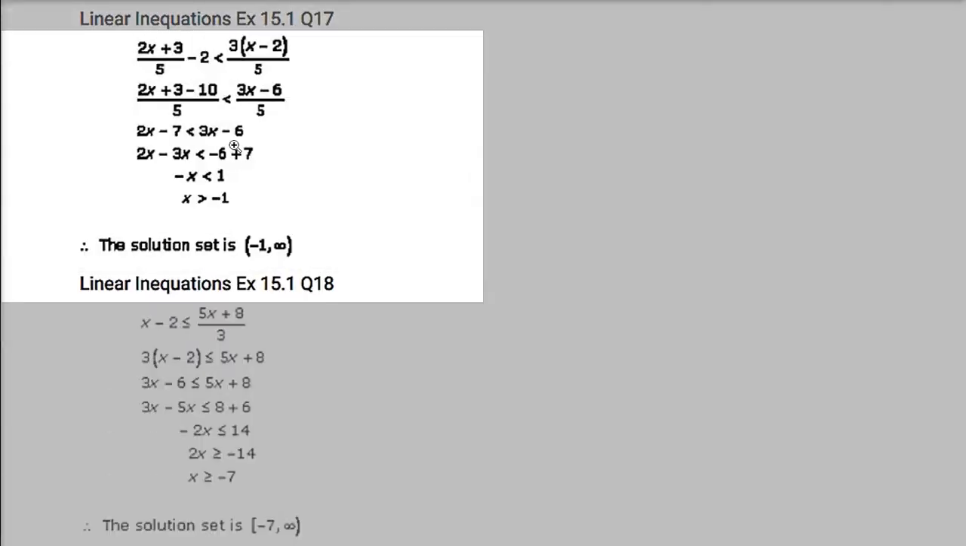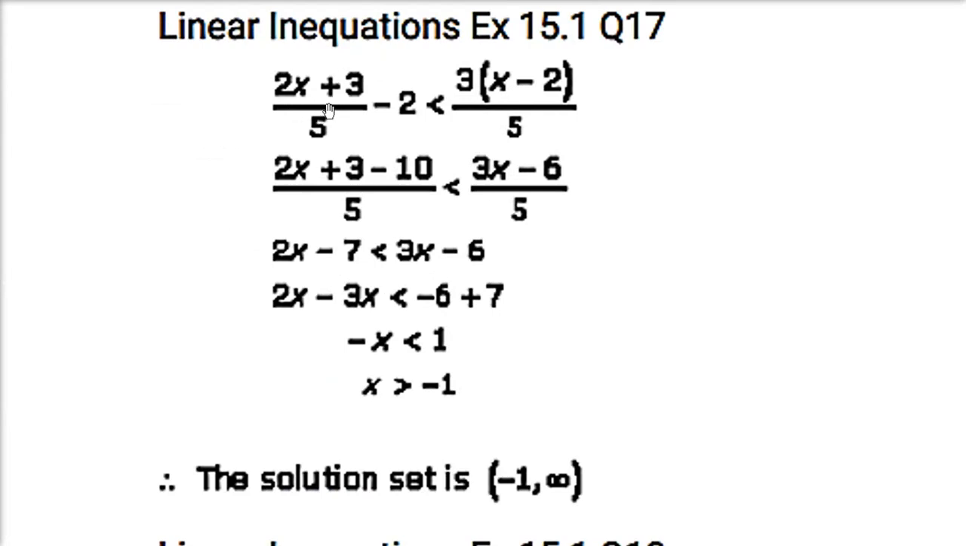Next question is this one. Now assume that this is 2 by 1. So 2x plus 3 and 5 into 2, 10 by 5. Multiply this 3x minus 6 by 5. This becomes 2x minus 7 and this becomes 3x minus 6. 5 gets cancelled. You can also say that we can multiply both sides by 5. Now bring this 3x here and 7 here. 2x minus 3x is minus x and this is 7 minus 6 is 1.